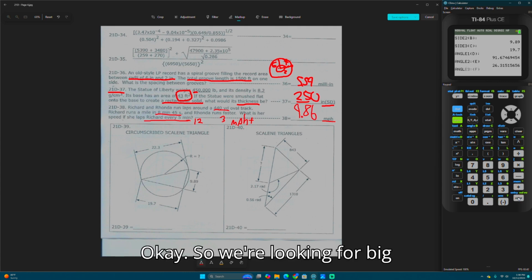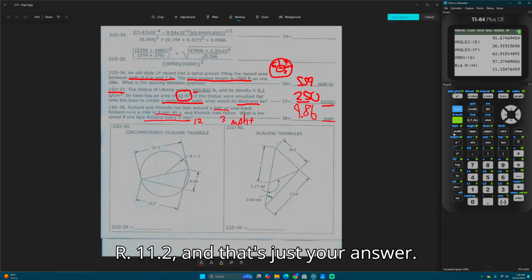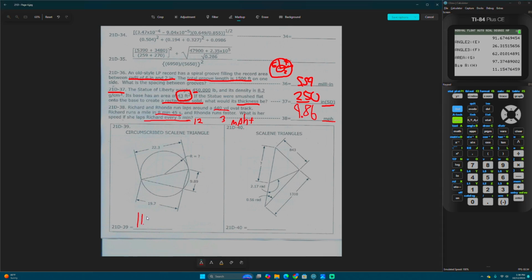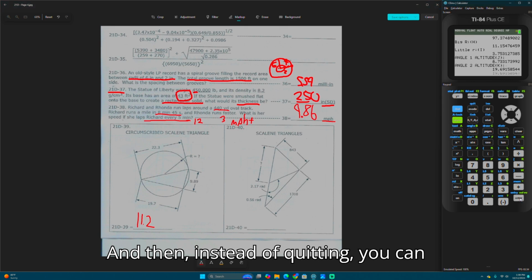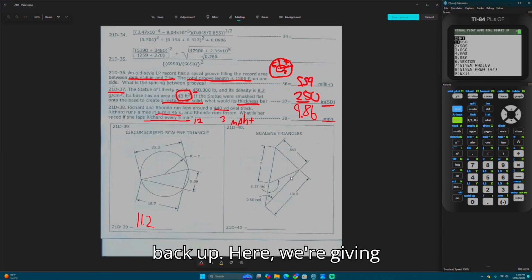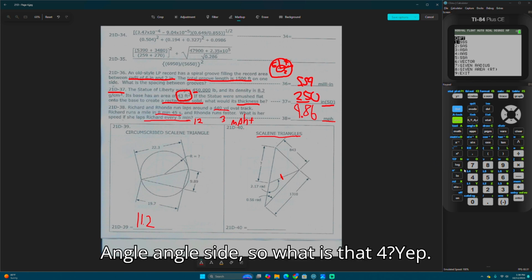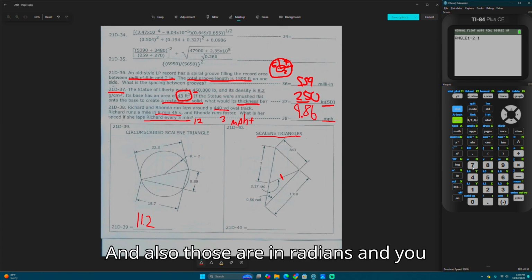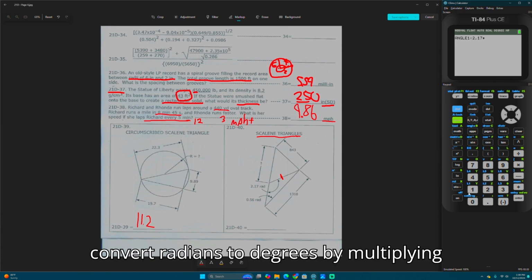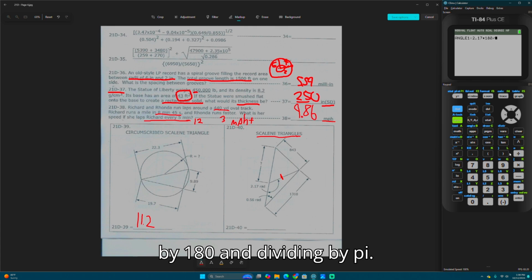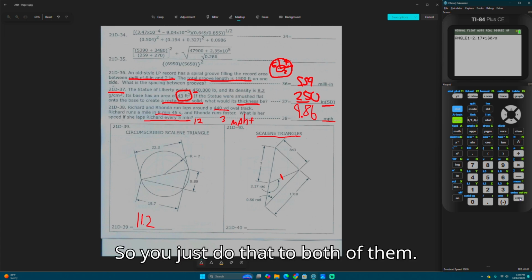Okay, so we're looking for big R. 11.2, and that's just your answer. And then instead of quitting, you can just run through, and the menu will pop back up. Here, we're given that scaling, right? And we know that we could find this side length by using the triangle program, which I'll do right away, angle side. So that, what is that, 4? Yep. And also those are in radians, and you convert radians to degrees by multiplying by 180 and dividing by pi. So you just do that to both of them.